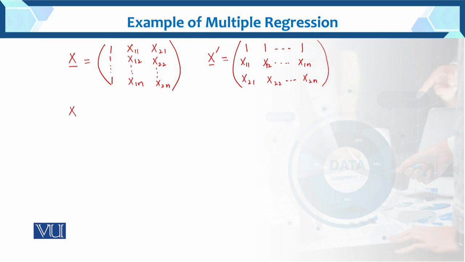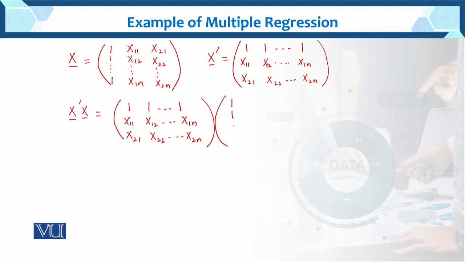And now here, x transpose x, which is equal to the 1, 1, up to so on, 1, x11, x12, up to so on, x1n, x21, x22, up to so on, x2n, times 1, 1, up to so on, 1, 1 for n times, x11, x12, up to so on, x1n, x21, x22, up to so on, x2n.